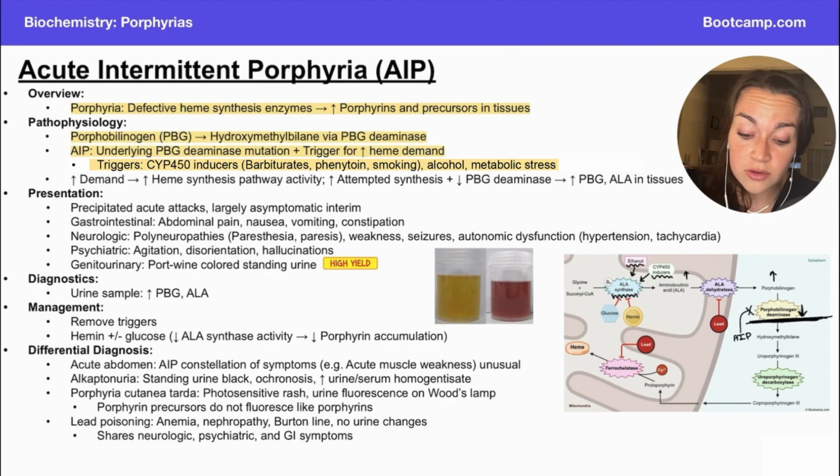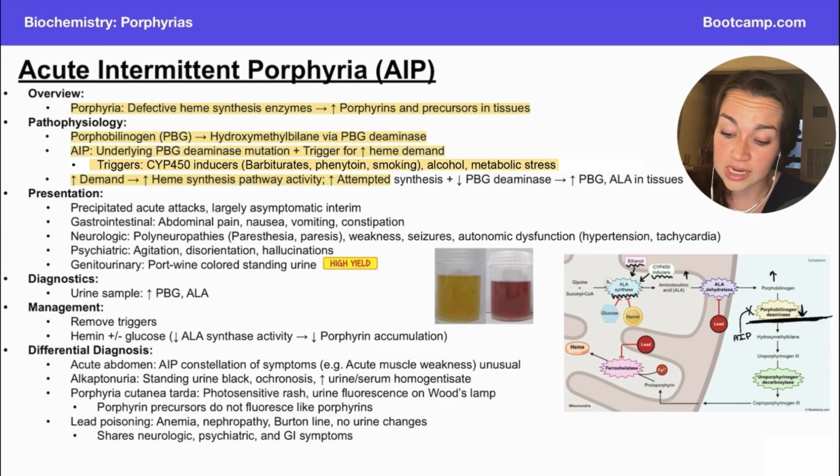regulation. Cytochrome P450 inducing medications will trigger increased heme demand because heme is a building block of those cytochrome P450 enzymes. So things like sulfa drugs, barbiturates, phenytoin, and even smoking are all considered cytochrome P450 inducers that will upregulate ALA synthase. Also, alcohol and metabolic stress can all precipitate an AIP attack in somebody with that underlying PBG deaminase deficiency. So those triggers are signals for increased demand, leading to an increase in attempted heme synthesis pathway activity.